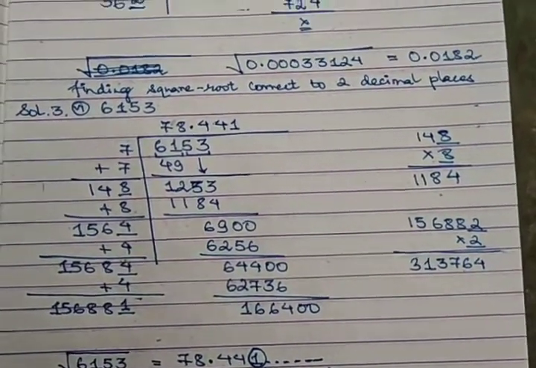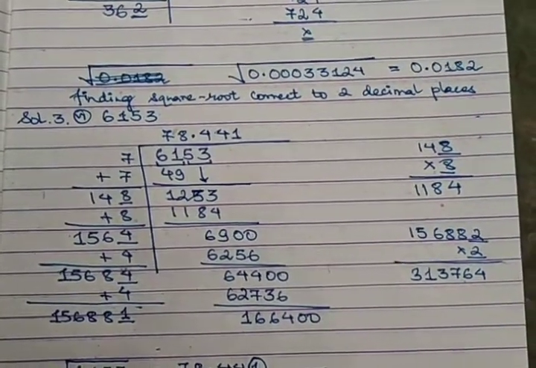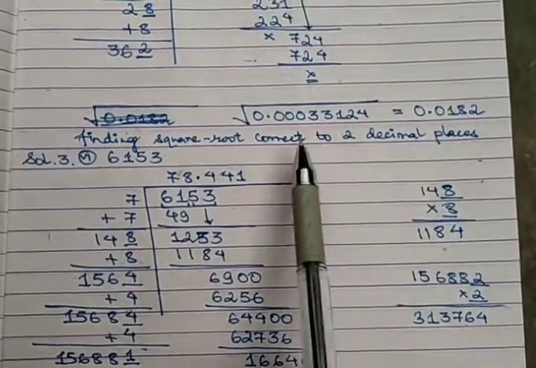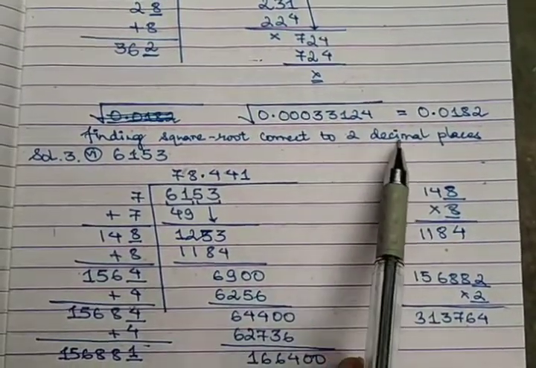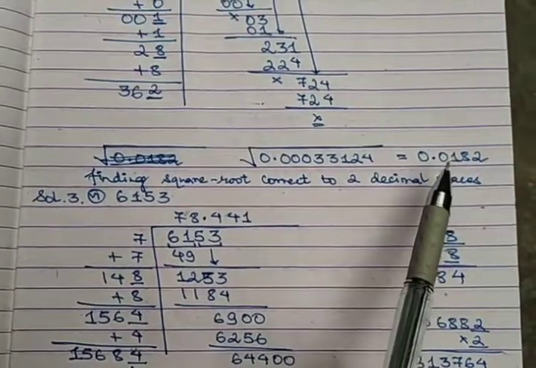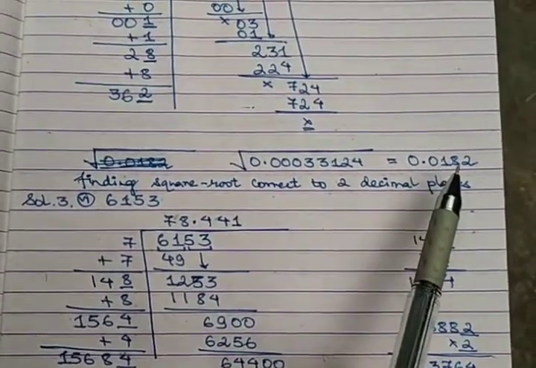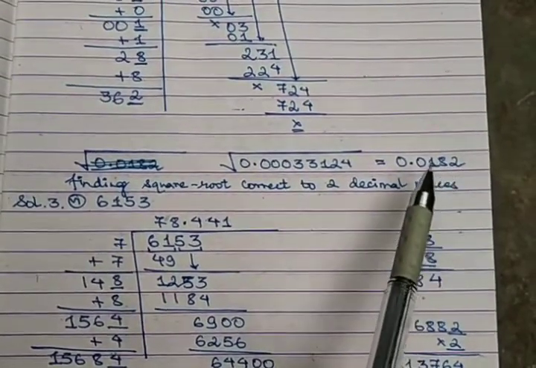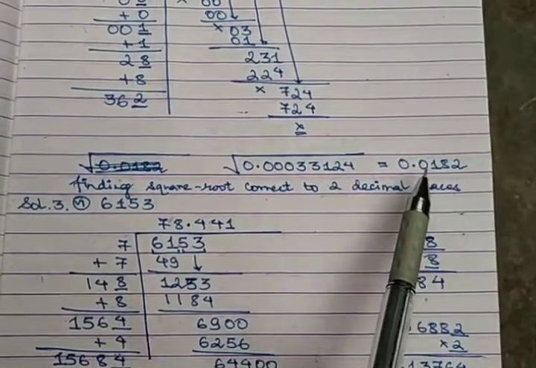So the next question is finding the square root correct to 2 decimal places. Now this one is very interesting. The term here is correct to 2 decimal places. This is the most important part, because so far we got our answers in decimal form, and we didn't care about how many digits were there after the decimal.